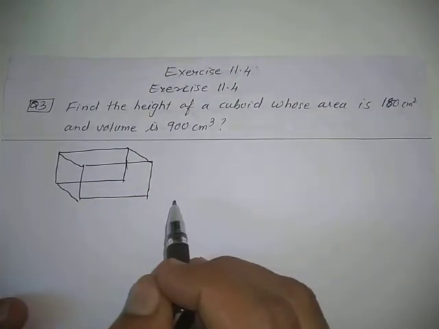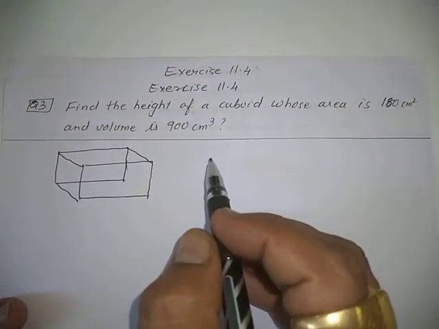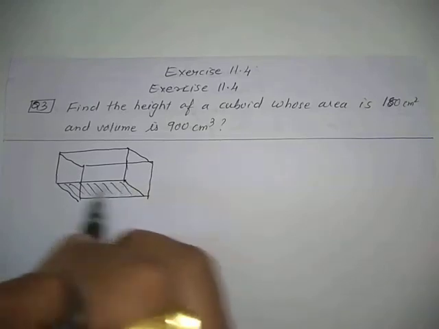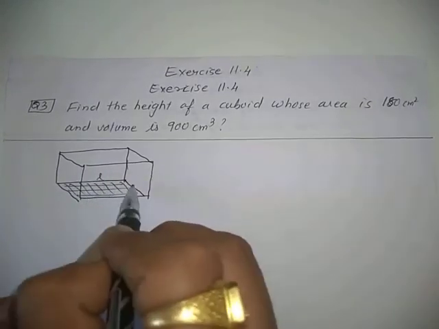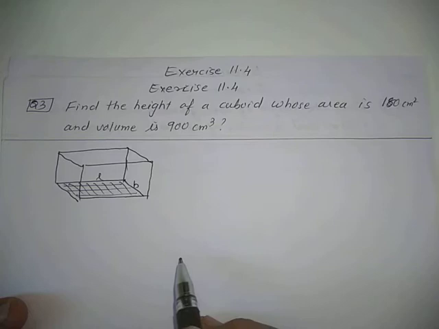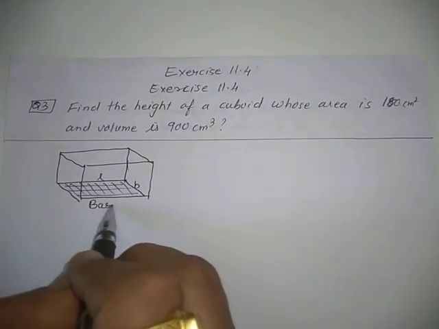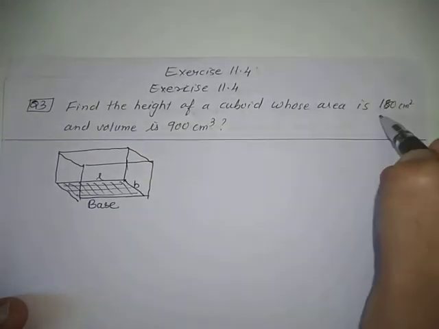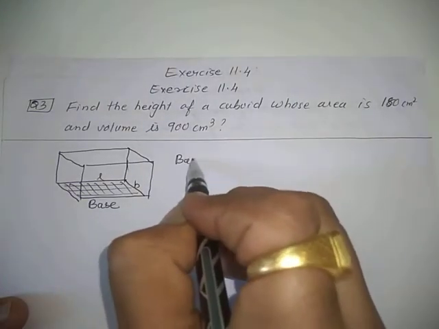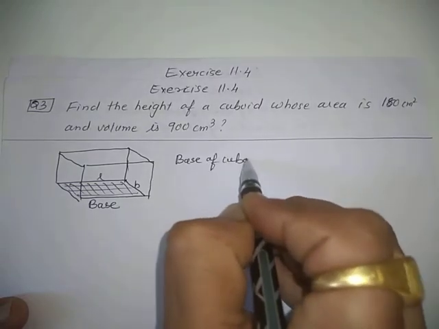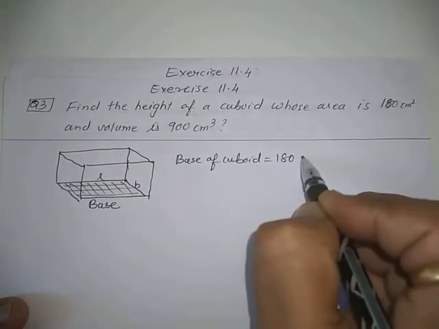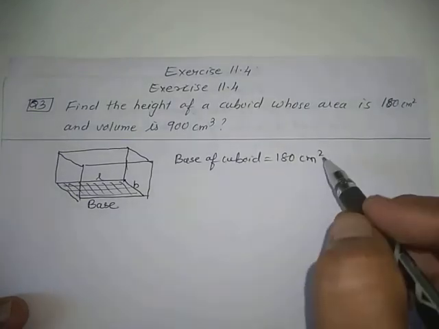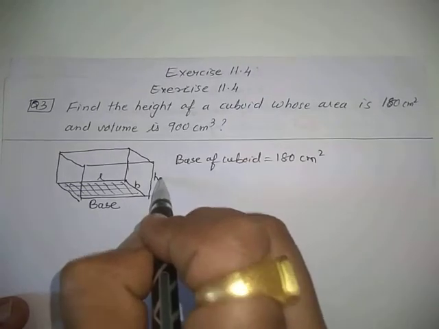So for the area of the cuboid shape, how much space will it require? This much space, the area, L into B. I mean, the base is given. Okay, base area given. This is the base. So the base of the cuboid is 180 centimeter square.